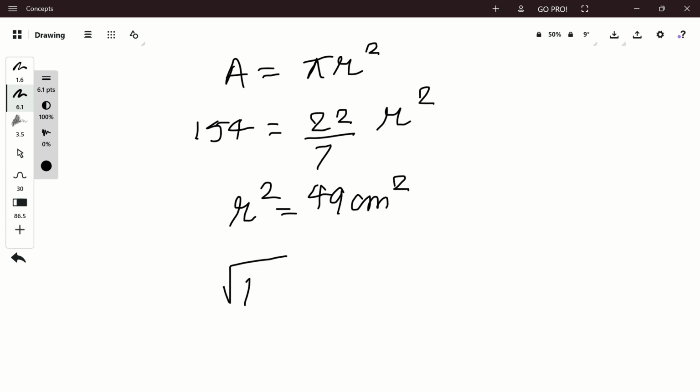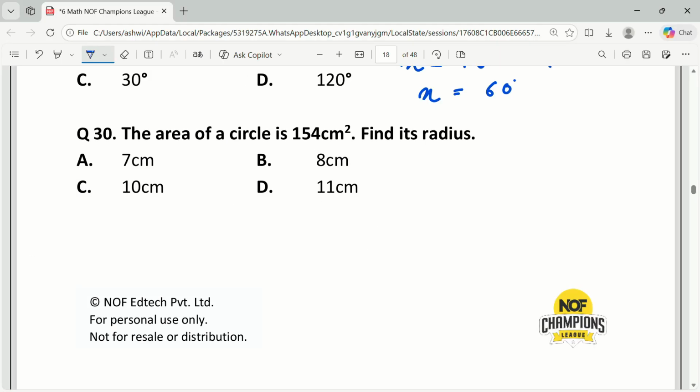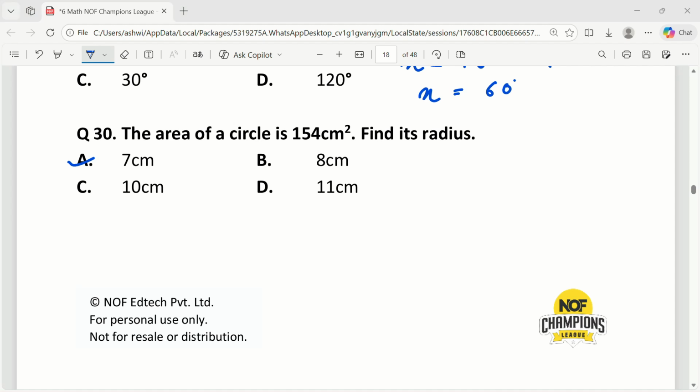Finding the radius, we have root r square is equal to root 49 centimeter square. Hence r is equal to 7 centimeter. Comparing with the options, the answer is A, 7 centimeter.